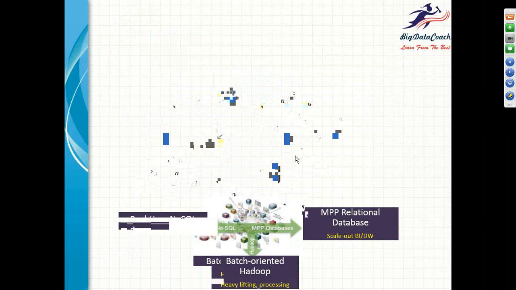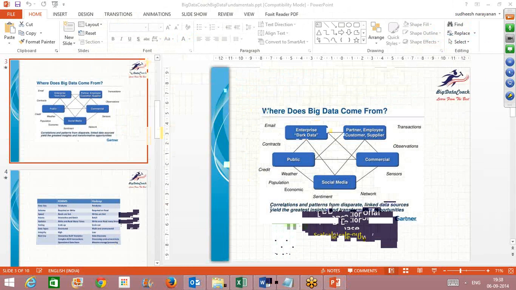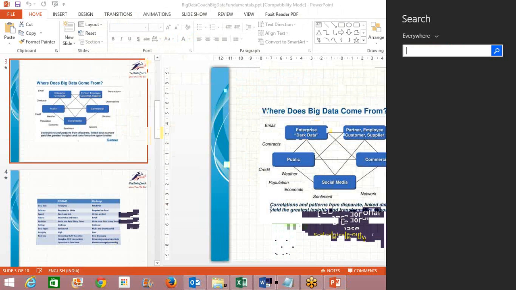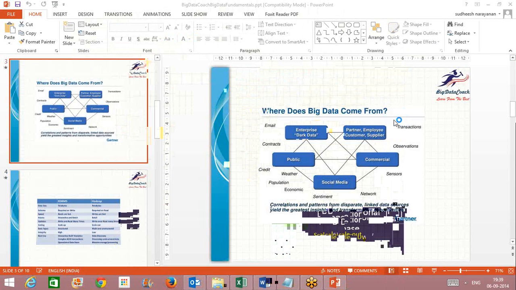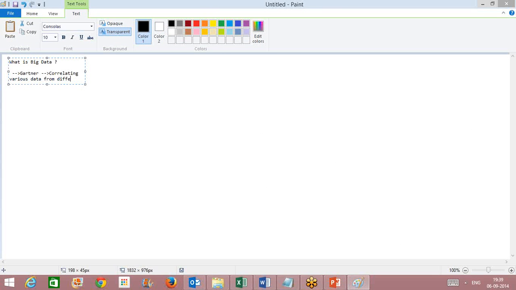So we will look at that, and let's go a little deeper to look at a typical use case which is happening in an enterprise, and we see how big data is going to help them. So what we are trying to understand is what is big data, and till now we saw that from a Gartner perspective it is more about correlating various data from different sources to derive insights.